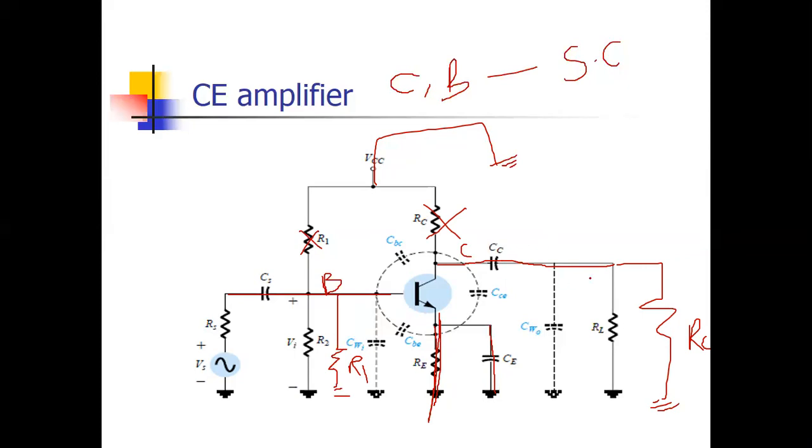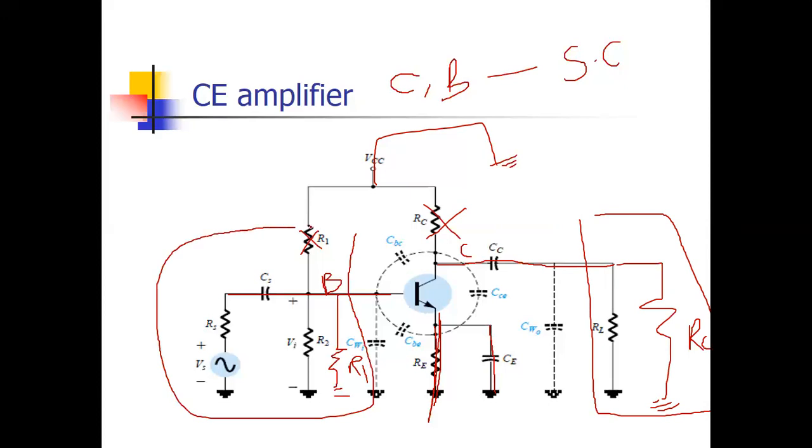So this is our collector. At collector, what is the circuit? RL parallel RC. At base, what is the circuit? This is the circuit: R1 parallel R2, VS.